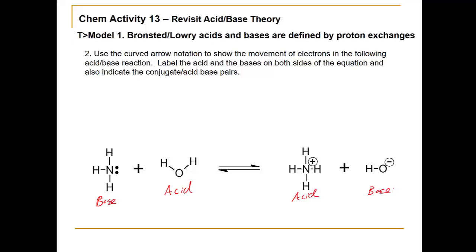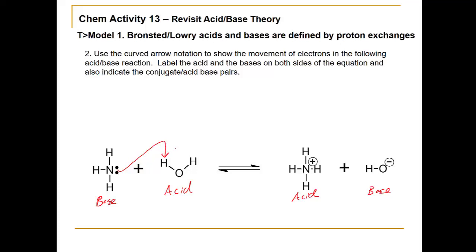Now back to the left-hand side then, it'll be our base with its lone pairs of electrons that'll be picking up the proton. So the acid donates the proton, but in order for an acid to donate a proton, we need a base to be able to pick it up. And we show the curved arrow of that base picking up the proton.